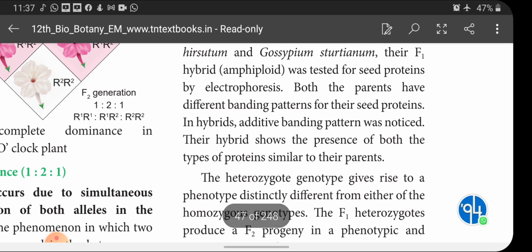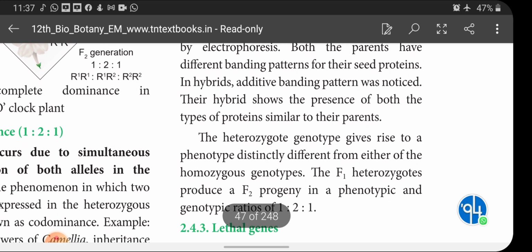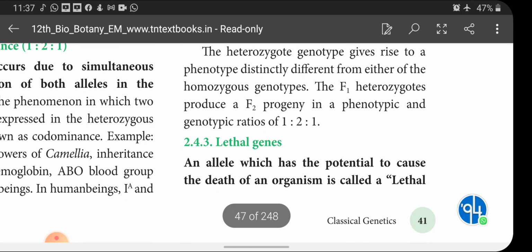So the heterozygote genotype gives rise to a phenotype distinctly different from either of the homozygous genotypes. The F1 heterozygote produces an F2 progeny in a phenotypic and genotypic ratio of 1:2:1. So this is what happened.